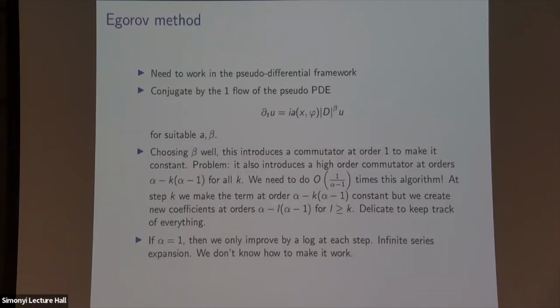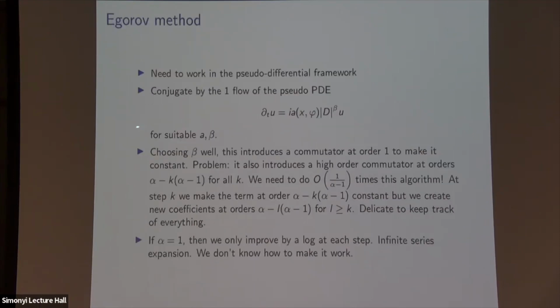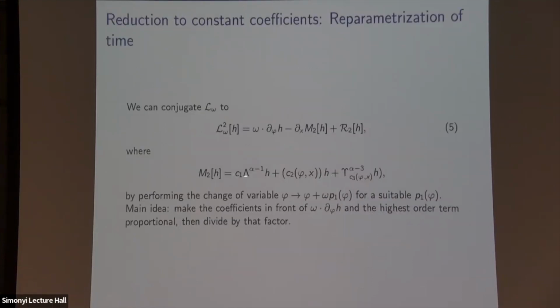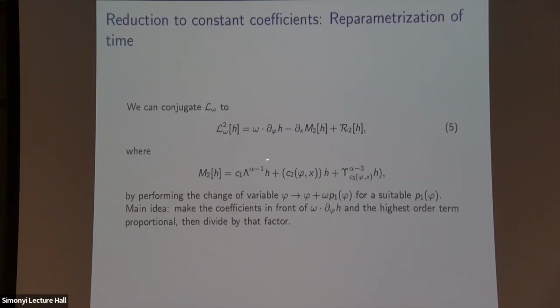We are trying now to kill this guy, and for that matter, all of them. So we're going to use a conjugation by the one flow of this pseudo PDE for suitable A's and suitable beta. We will choose the beta, and if we think about what this is, and we do the Duhamel formula and expand, then we're going to get A's and commutators of A's with these things, like with what we have in the linear operator. So by choosing beta carefully, we can produce a commutator between the A and the top order that somehow is split at the level of the second highest.